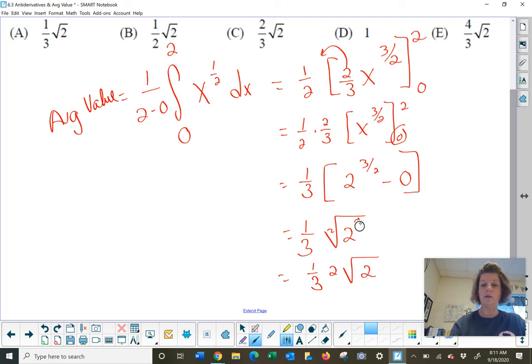Because I could break this into 2 squared times 2 to the first. The square root of 2 squared is 2. 2 to the first has to remain. So how about a 2/3 square root 2 right there?